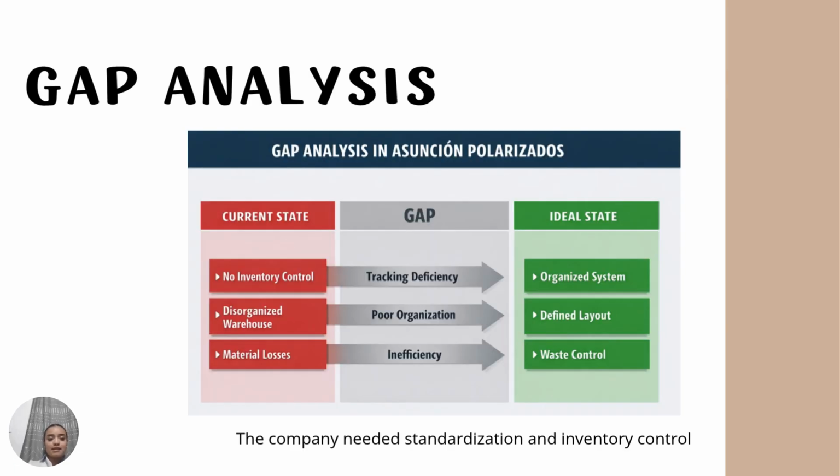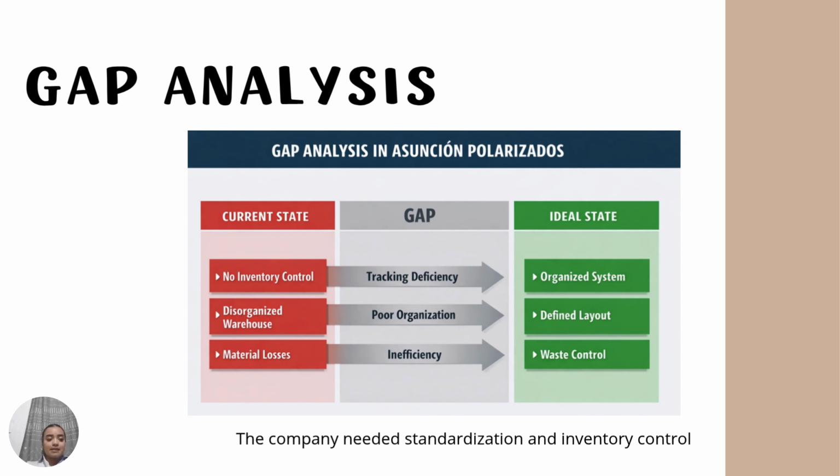The gap analysis compared the current state of the company with the ideal state. The current situation included no inventory control, warehouse clutter, and material losses. The ideal state focused on an organized system, defined layout, and waste control. This analysis showed the need for standardization and process improvement.